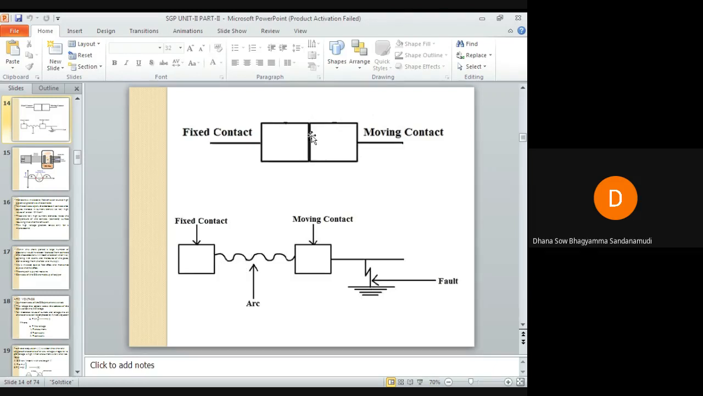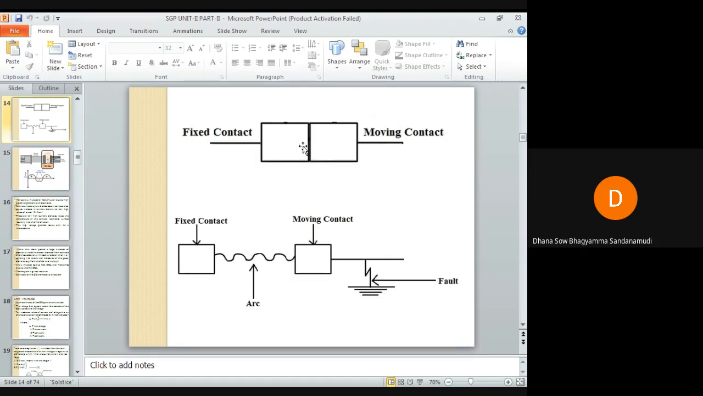As the moving contact moves away from the fixed contact, the contact area between these two surfaces is gradually decreasing, and the pressure between these two contacts is also decreasing, whenever a fault occurs.